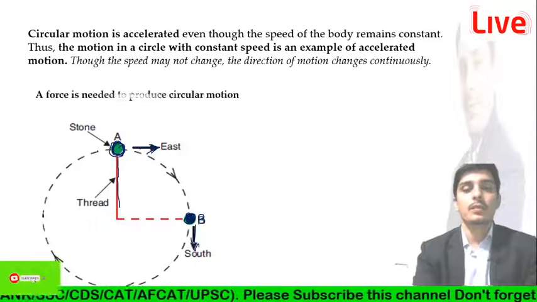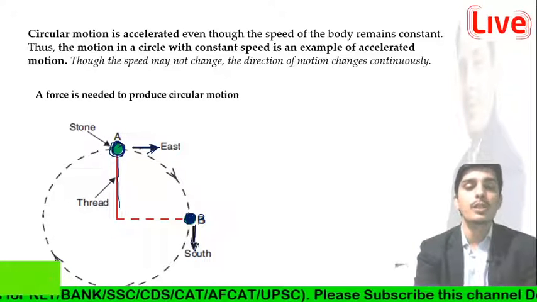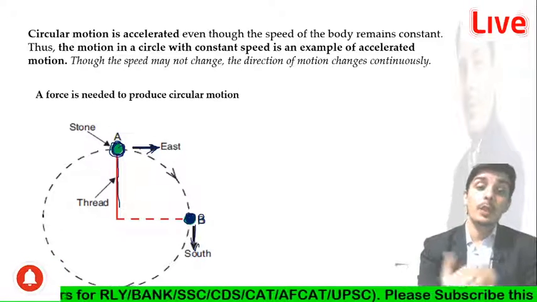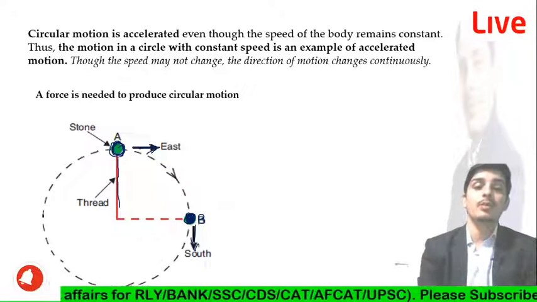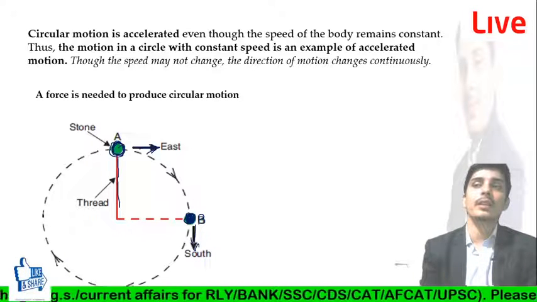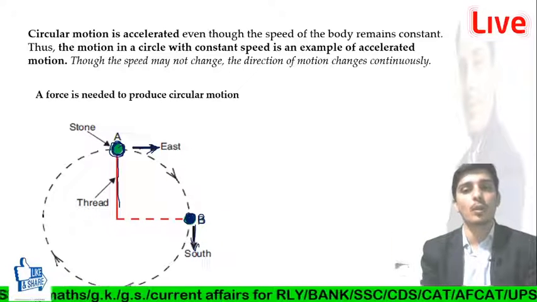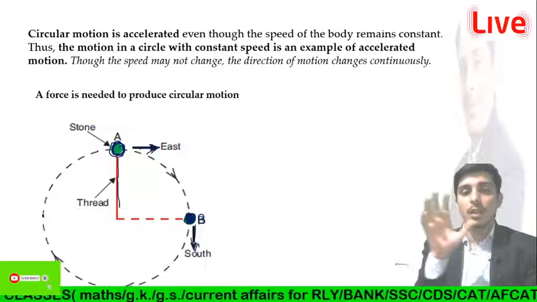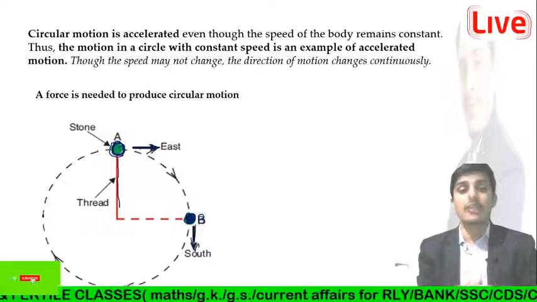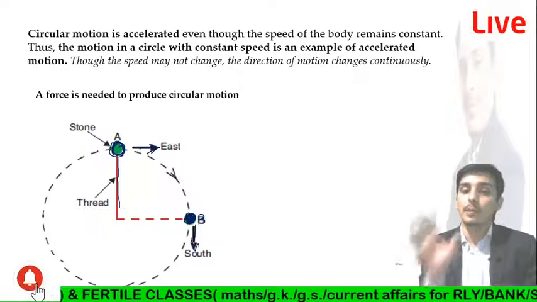So a force is needed to produce circular motion. Without force it is not possible, because force is needed to produce circular motion. You can even take the example of the artificial satellite, and just like the moon, which revolves around the earth. Why? Because it has force, the gravity, and due to gravity it moves in an orbit, guys.